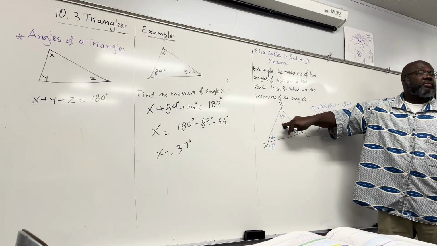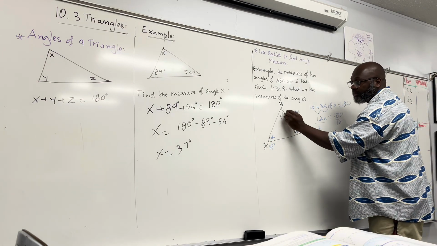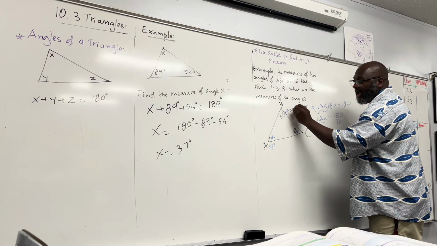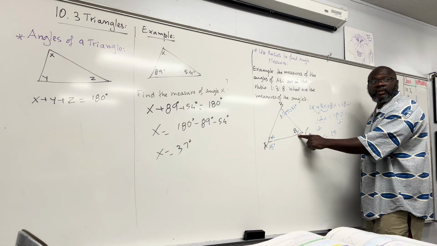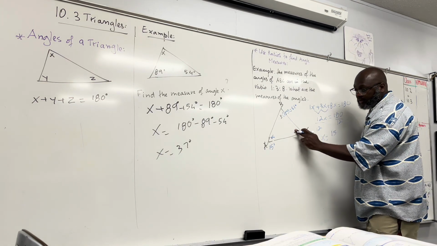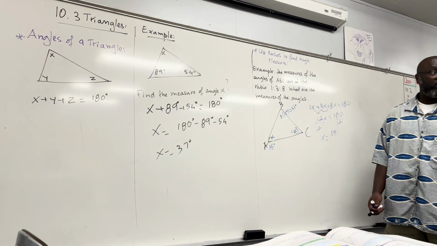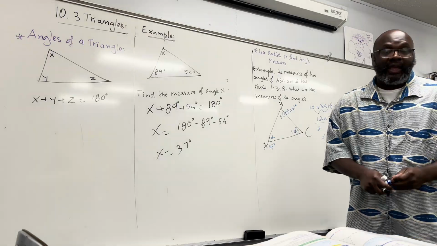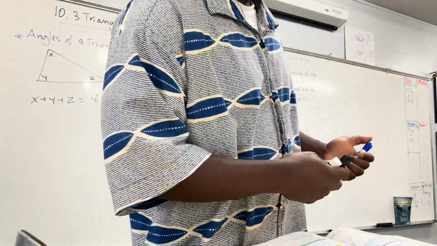So that means b is gonna be what? 45, because we do 3 times 15, right? So that's 45. And then this is gonna be 8 times 15, which is 120, right? So this is 120. All right? And if you add them all together, you're gonna get what? 180. Right?